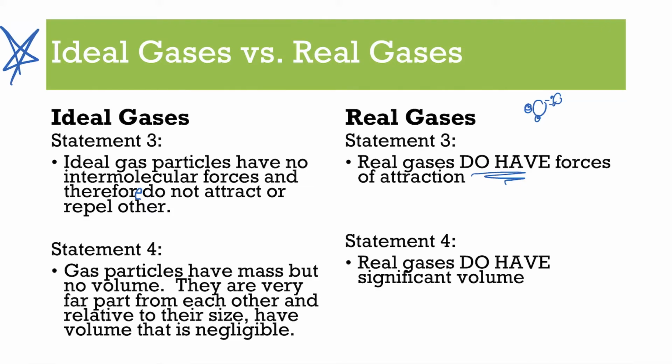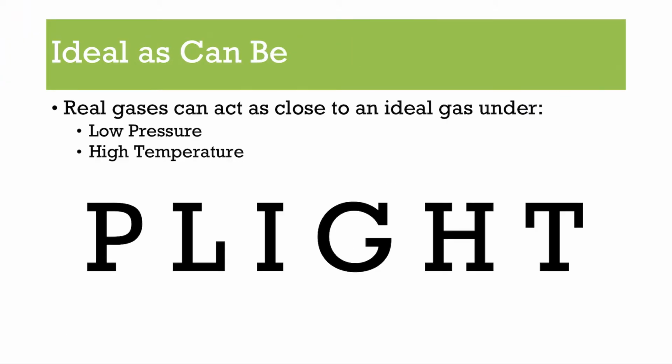So this is a great slide. Statement 4, gas particles have mass but no volume. If you think about it, gas definitely has volume. If you blow up a balloon, you can see that. So real gases do have significant volume. You can't just say it doesn't exist. You can't just throw it out because you don't feel like dealing with it. It's there. It exists. So again, that's reason number 2 why ideal gases don't exist.